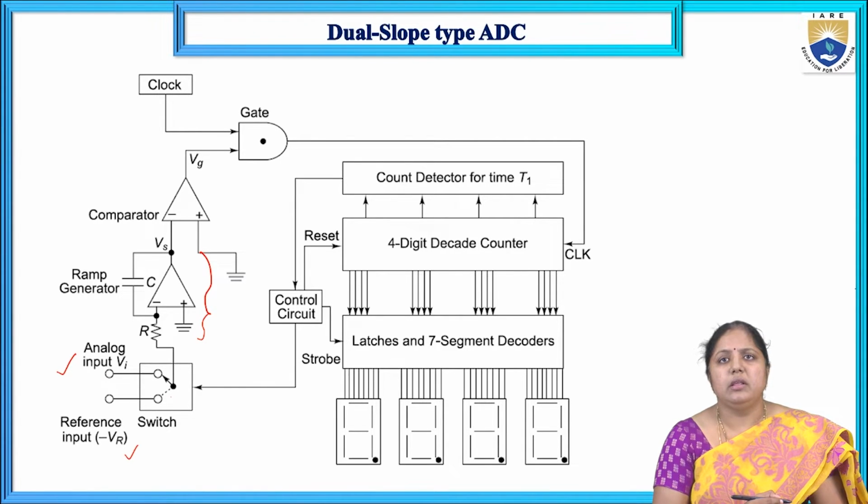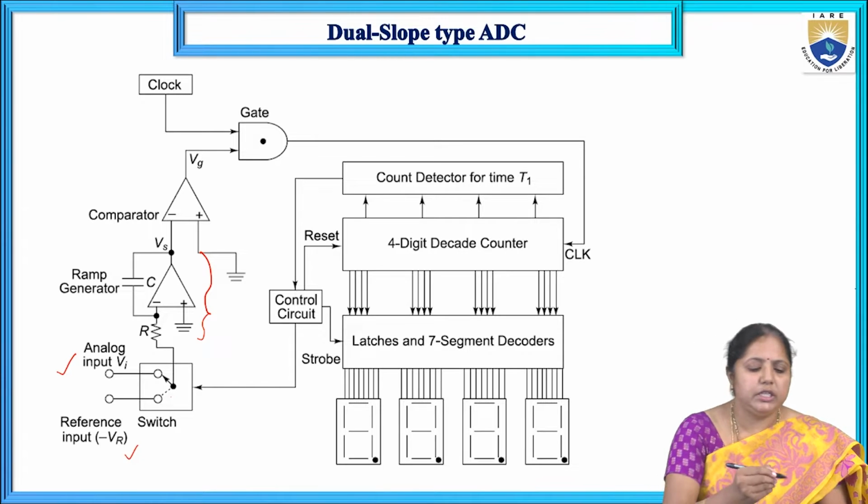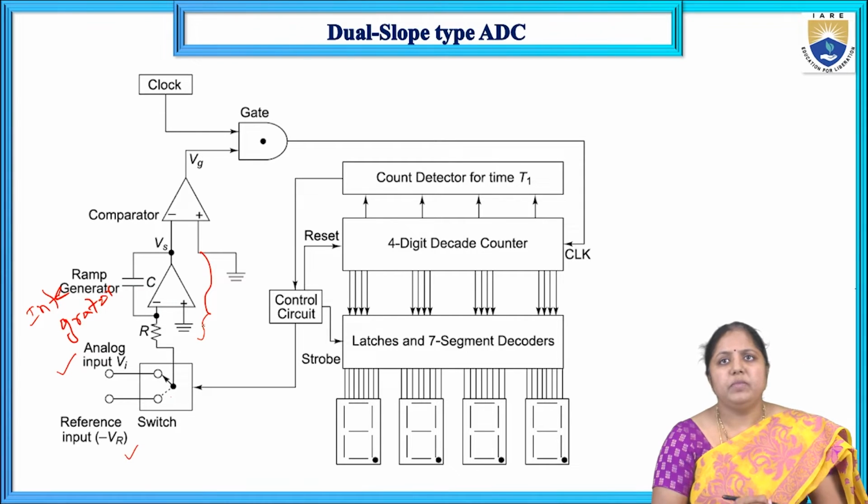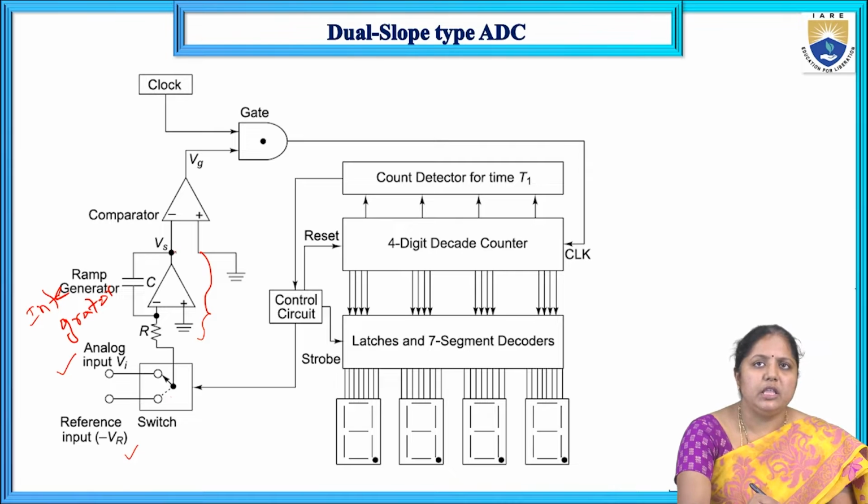Here the name is given as a ramp generator. What is that ramp generator? This is nothing but your integrator circuit. Whatever the analog input or reference signal is, I give it as input to the integrator, and the integrator output is given to the negative terminal of the comparator circuit, and the positive terminal is given to ground.